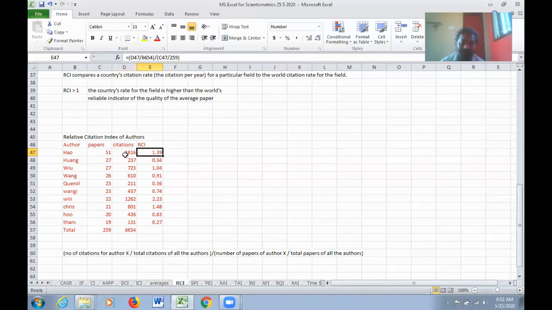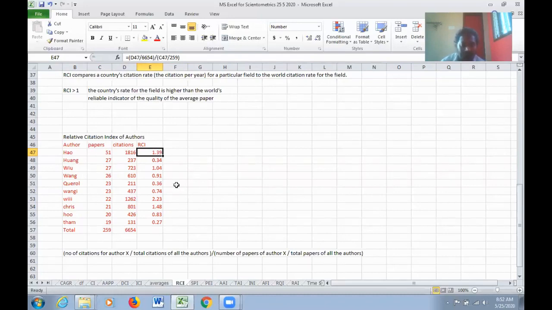D47 tells what is the citations Ho received divided by 6654, that is, total citations of all authors taken together. Then, C47, the number of papers published by Ho divided by total papers published by all the authors. So this tells you the relative citation impact of each and every author.